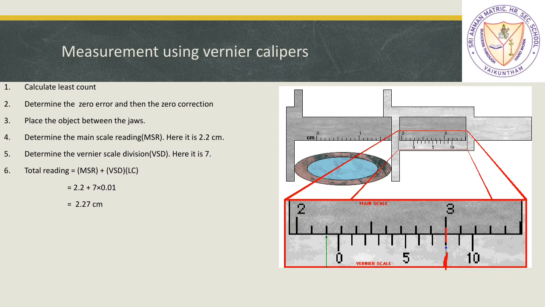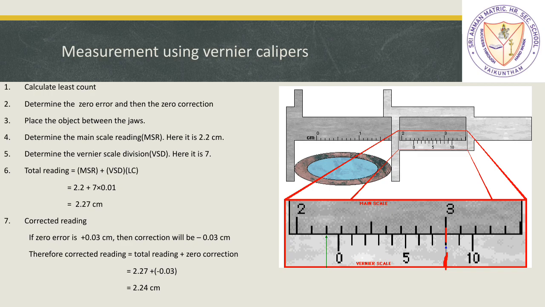This will be fine if there is no error in the given vernier calipers. If it has any error, it can be positive or negative. So if there is any error, then we have to calculate the corrected reading. For example, I am taking the zero error as 0.03. It's a positive error, so this is for an example. I am taking it as plus 0.03 centimeter.